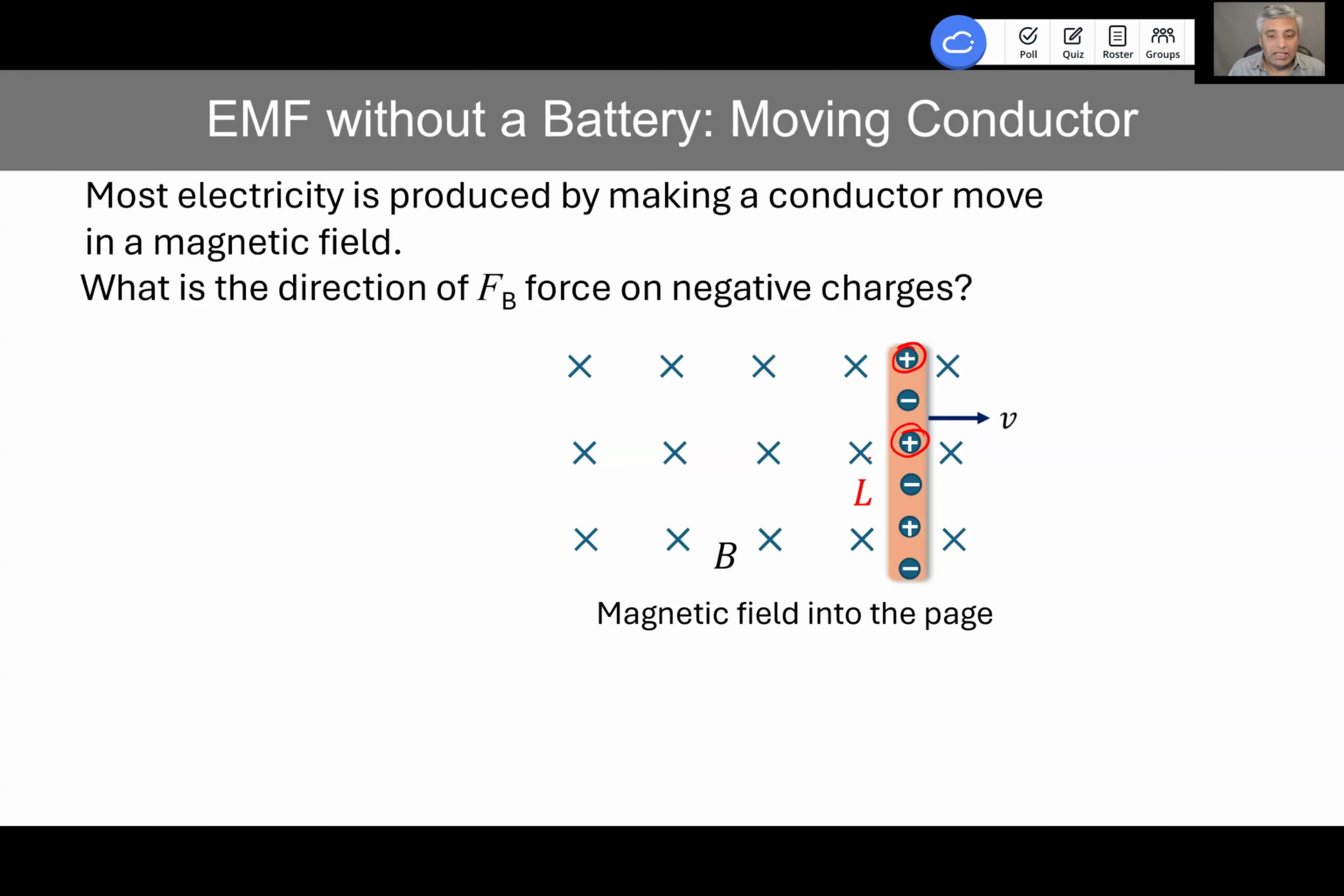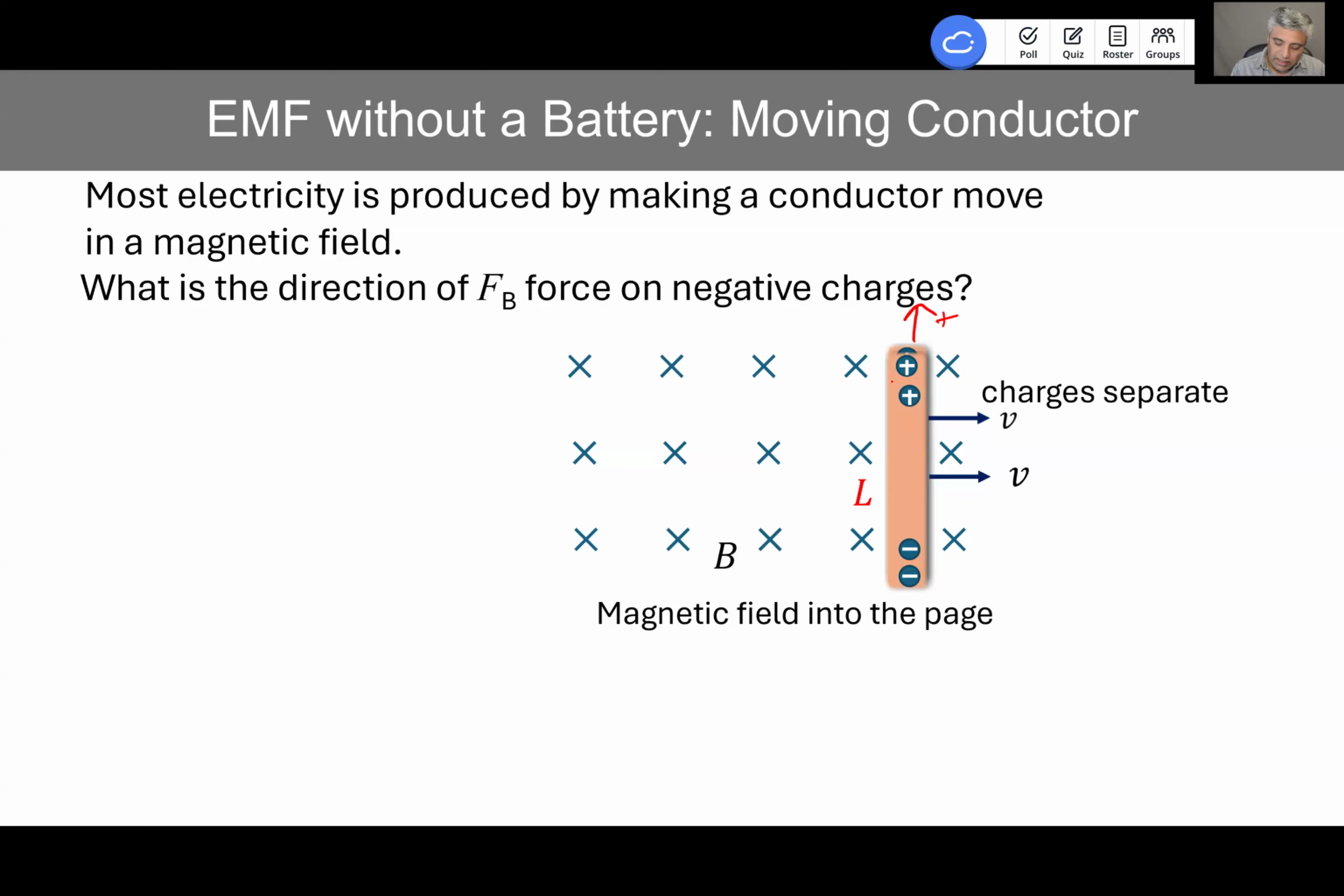Does your thumb point in that direction? Try that. Did you try that? Okay. So that means positive charges experience force in the upward direction here. So that's for the positive charge. And for the negative charge, it's going to be pointing down. So that means there's going to be a separation of charge like that.